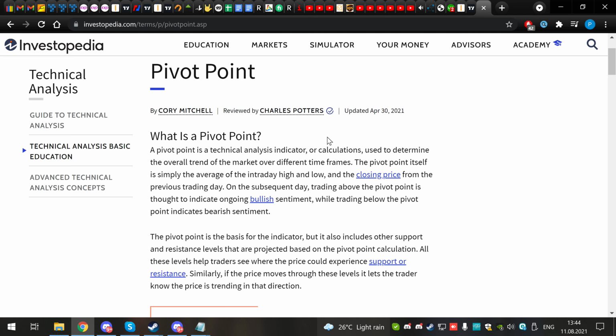Okay, there are some strategies for this. Sometimes it can act alone, but you need to be aware because there is always something more there. So first, let's read what a pivot point is.